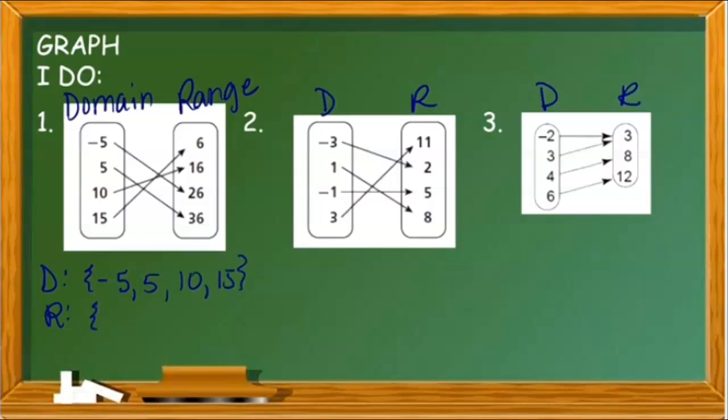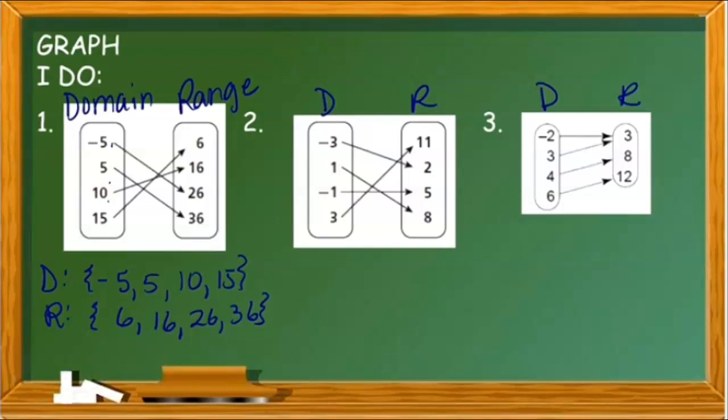And again, when you do your domain and your range in your mapping notation, you don't repeat numbers. So in other words, over here, -5, 5, 10, and 15, they're all different numbers. If you were using the same number, you would just write it in there once and draw a line to it twice. So that would be your domain and range.